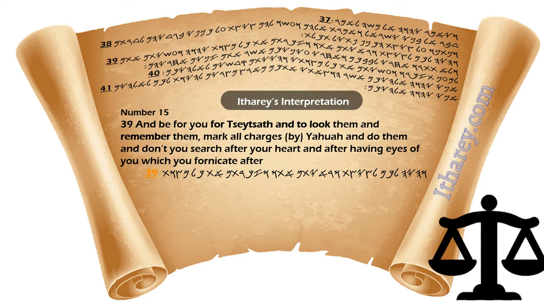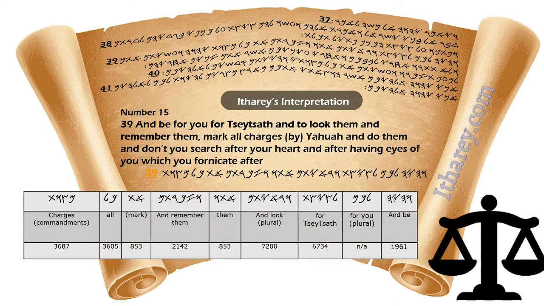Numbers 15:39. Ve'hayah lakhem letzitzit ur'item oto uzkhartem et kol mitzvot. And this is the interpretation word for word. The first word is two words and it's communicated 'and be.' As you see in Strong's Concordance, nobody disagrees. The next word is 'for you,' and this is a prefix and a suffix. No Strong's is available. I've already explained the word tzitzit.